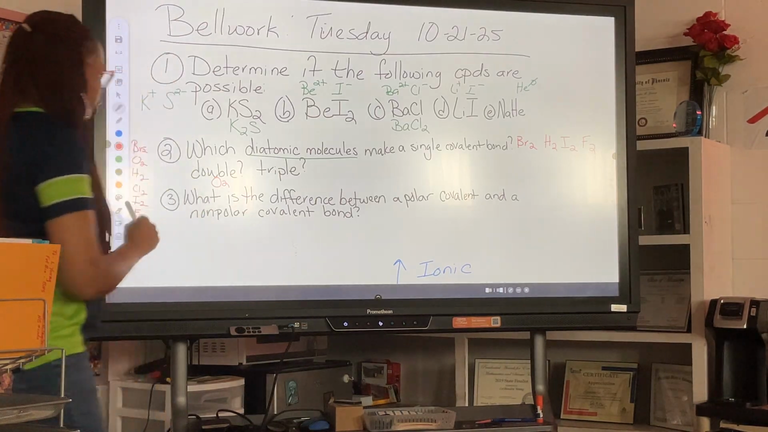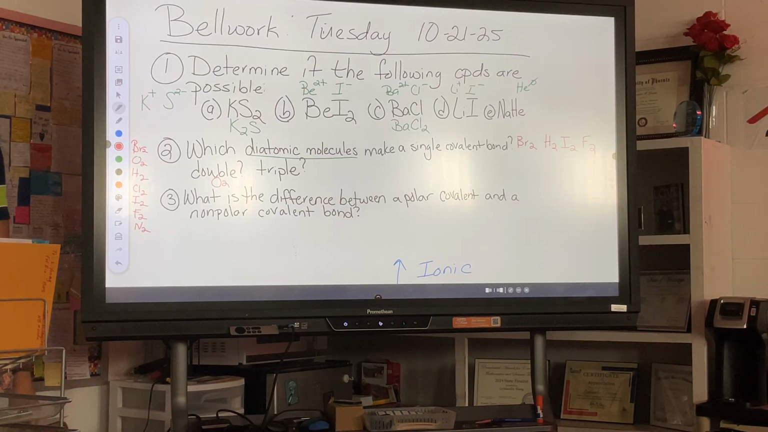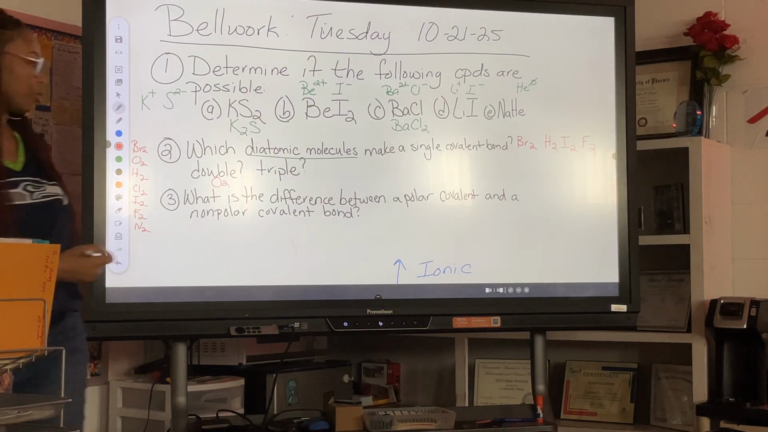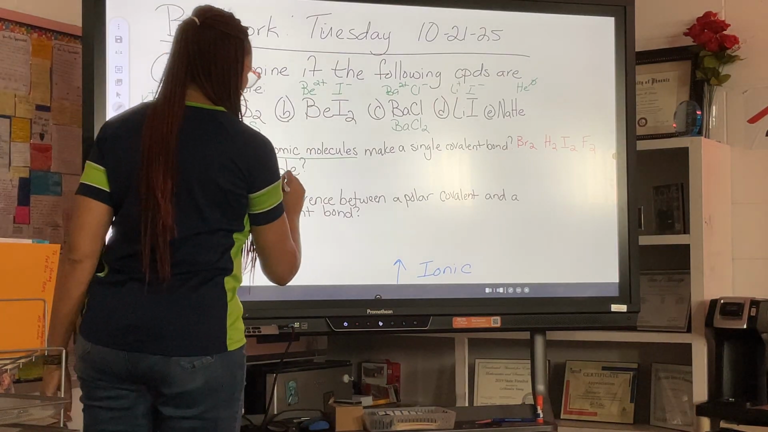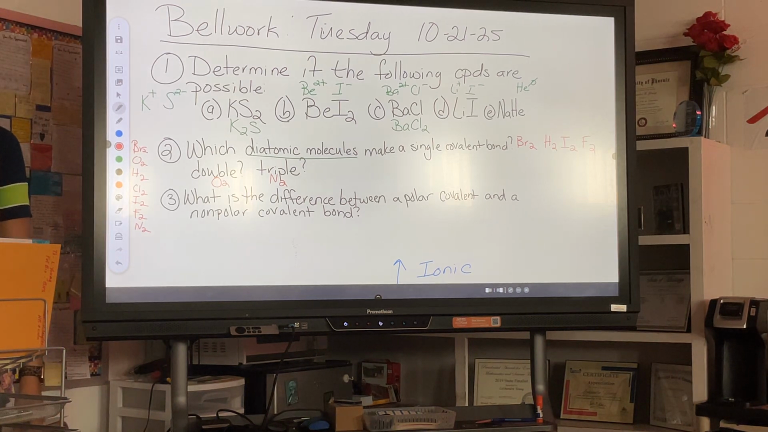Alright, what about nitrogen? How many more electrons does nitrogen need? 3. So what type of bond will nitrogen make to nitrogen? Triple bond. They're going to share 3 pairs of electrons. So when it comes to my triple bond, that is only the nitrogen. Capiche?